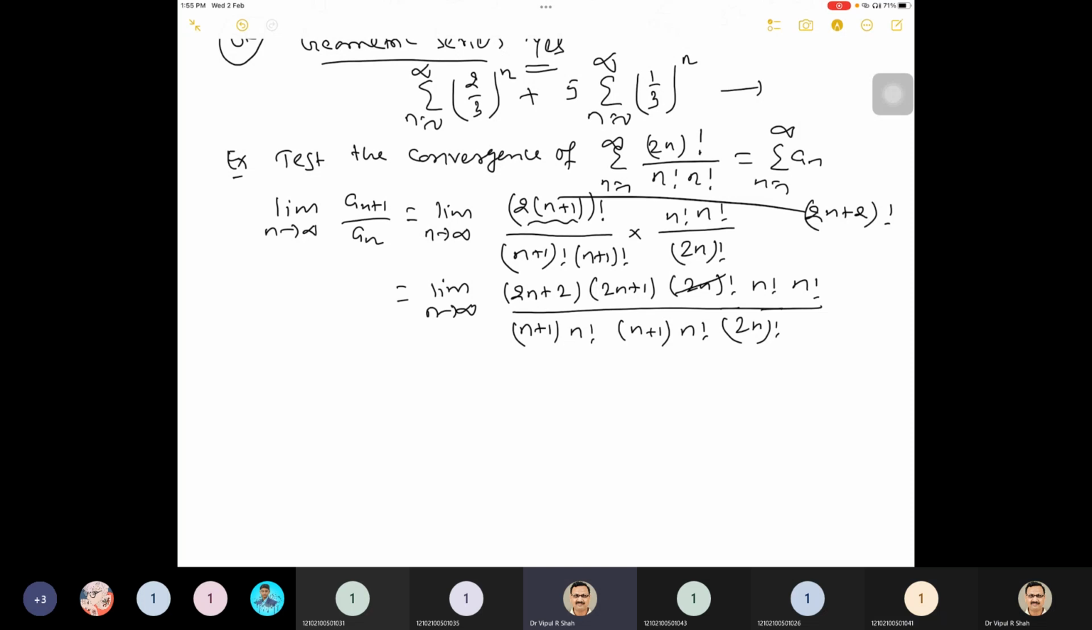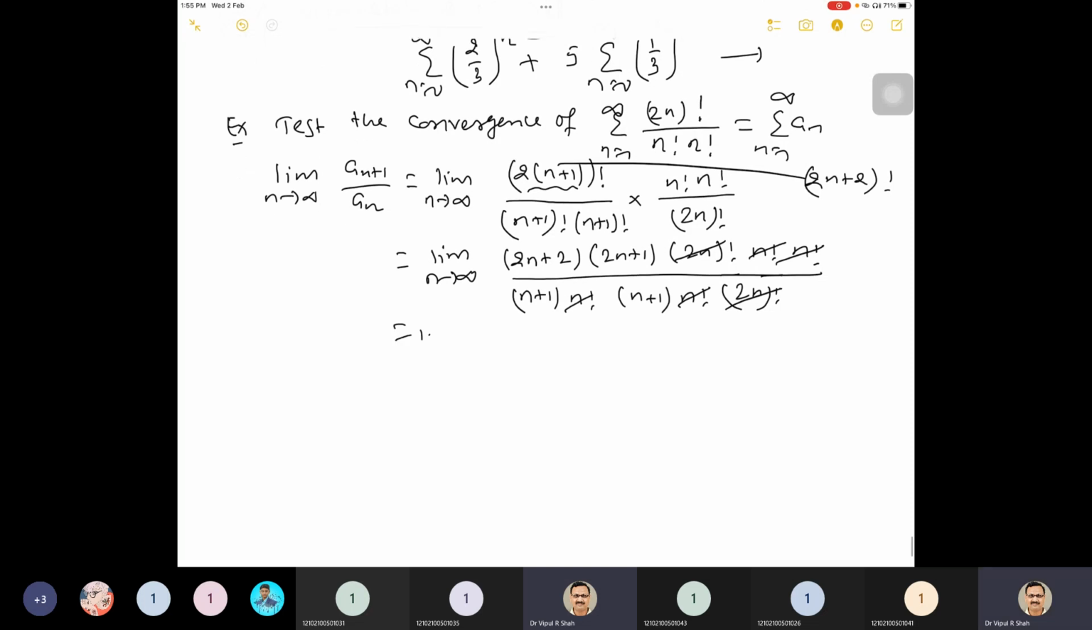Now, these two cancel. This n factorial cancels, n factorial also cancels. What remains is limit n tends to infinity, these two outside, so 2 into (n+1), (2n+1) upon (n+1), (n+1). This (n+1), (n+1) also cancel. So this is equal to limit n tends to infinity 2.